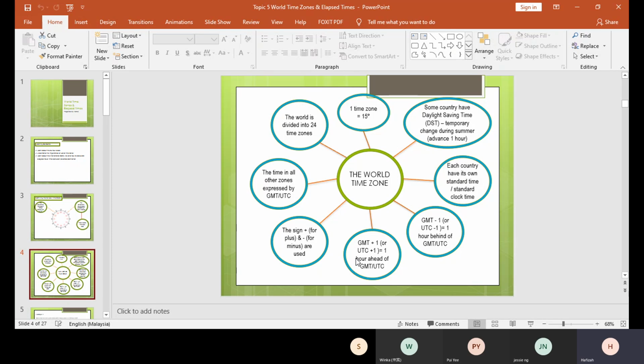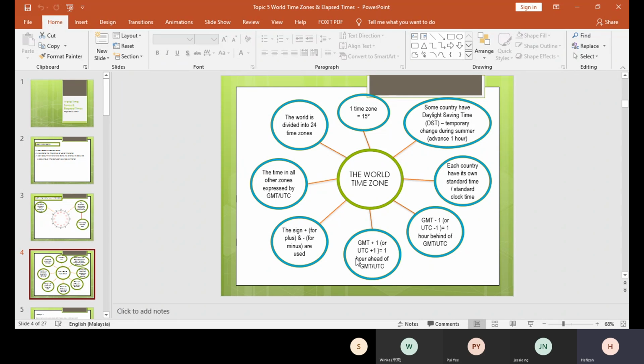That's why when you're traveling to another country, you need to adjust your time based on their time. You cannot assume that, for example, today you are traveling to London and you're still using Malaysia clocks. If you look at your watch, your time now is 9 a.m., but maybe in London it is 9 p.m. So it will be different.